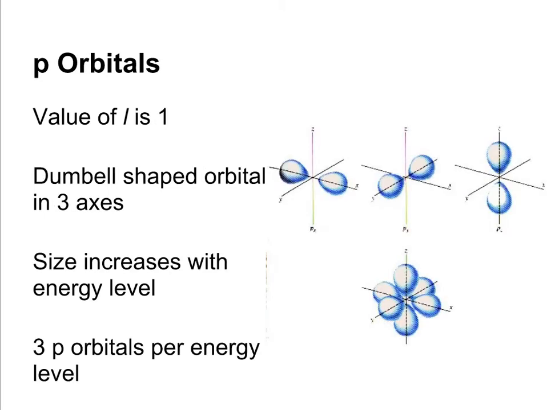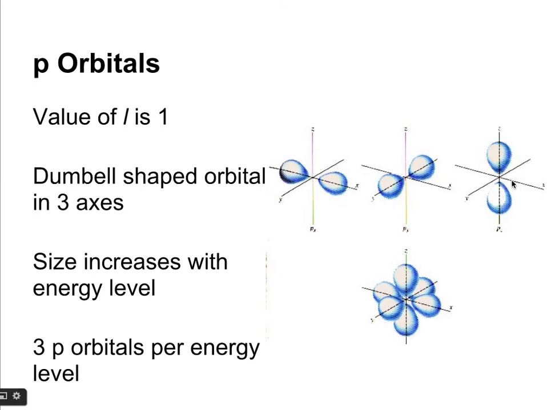p orbitals have an angular momentum value of 1. They're dumbbell shaped orbitals that exist in 3 axes, and again the size increases with energy level. And there are going to be 3 of these p orbitals per energy level. So the 3 p orbitals are exhibited in these 3 pictures right here. There's one on the x, y, and z axis.